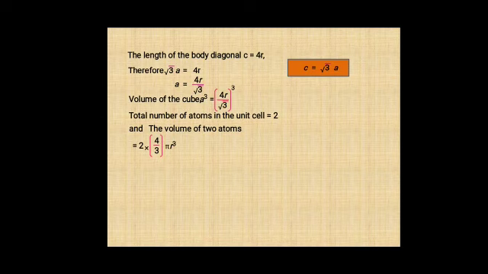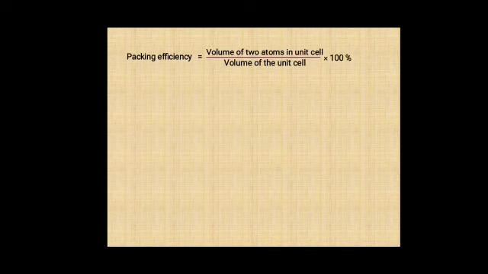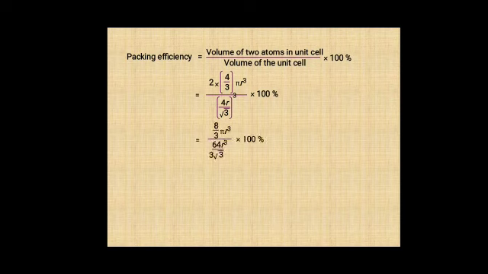Since it is a body-centered cubic unit cell, total number of atoms will be 2, and the volume of 2 atoms can be written as 2 into, the volume of 1 atom is 4 by 3 pi r cube. You have to substitute the values in this formula: volume of two atoms, 2 into 4 by 3 pi r cube, by volume of the unit cell, that is 4r by root 3 cube, into 100. After simplification, my dear students, finally you are going to get the answer as 68%. This means the packing efficiency in a body-centered cubic unit cell is 68%.